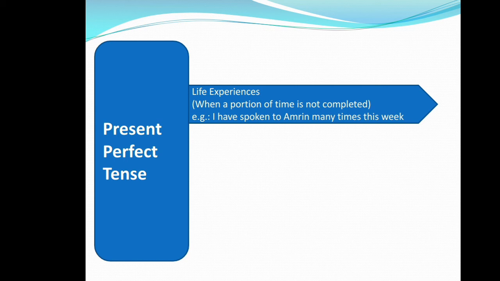I have spoken to Amreen many times this week. Amreen is the name of a girl. So we say I have spoken to Amreen many times this week. Means I already spoke to her in this week. It's in the past, like I've already done it. But when? Like in this week. And this particular week is still not over. So students, there is a possibility that I may speak to her again, right, before the end of this week.